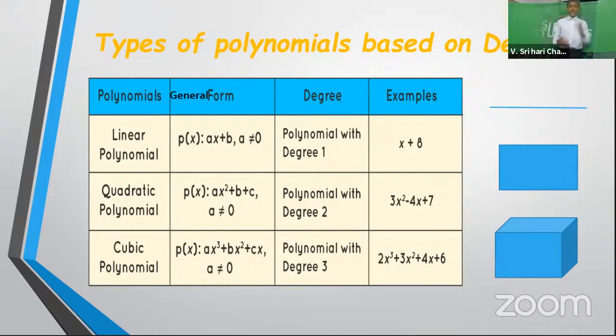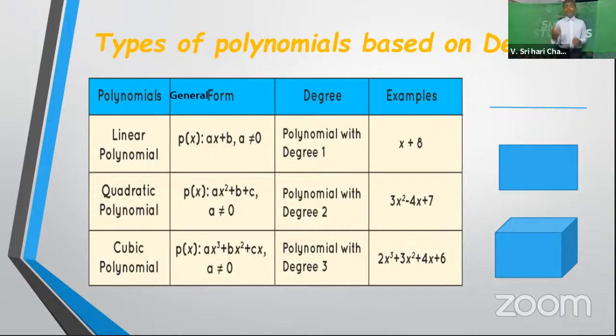Let's look at the first case. For your assumption, let's put a equals 0. When you put a equals 0, the entire first term will become 0. Why? Because 0 into something, 0 into x, will become 0. We are left with only the constant, that is b.